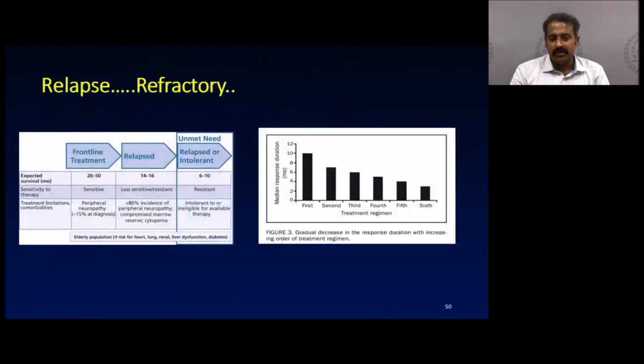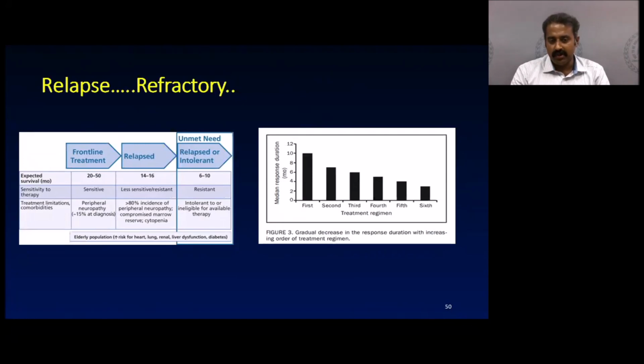What happens with multiple myeloma with multiple relapse is that as the patient relapses again and again, the duration of response decreases, the sensitivity to therapy decreases. So you have to use novel agents for further relapses. The initial treatment which was given for frontline treatment may not work in a patient when he relapses, and then that treatment which was given at the first relapse may not work at the second and the subsequent relapses.